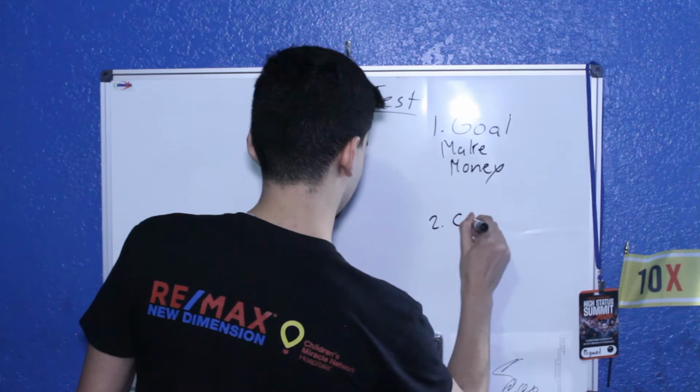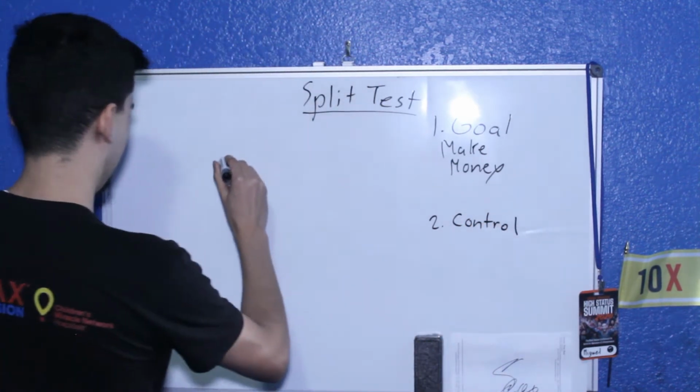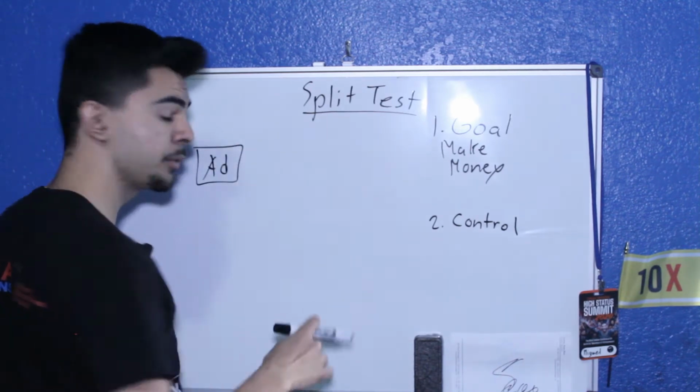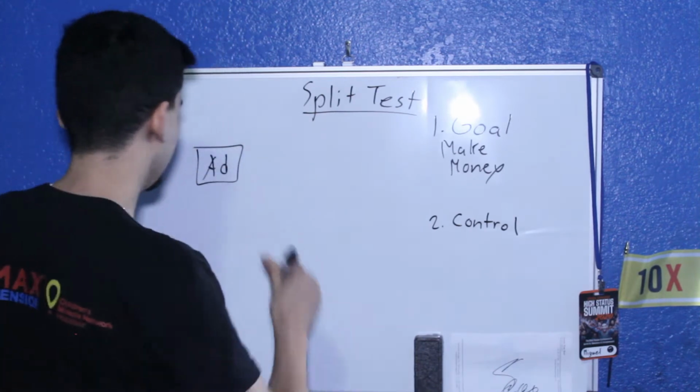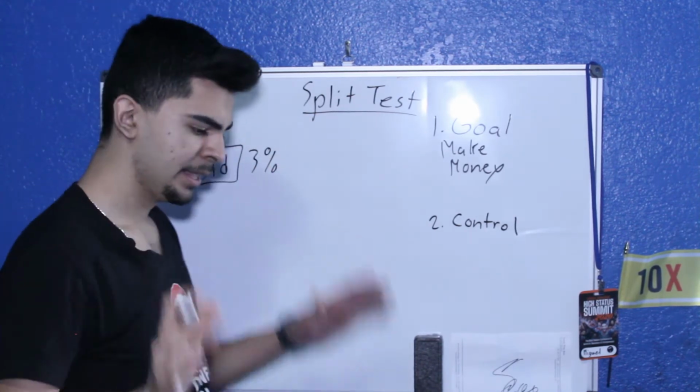And the control is a version that's already running, right? We have, let's say, an ad over here, right? And this ad is our control. It's the one that we've already been using maybe for a little while, and it gets us money, let's say, 3% of the time, okay? And that's what we're running.